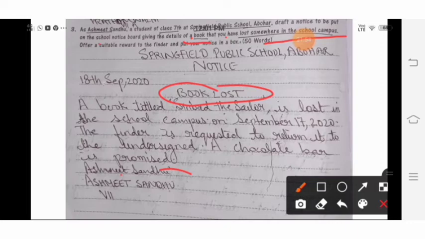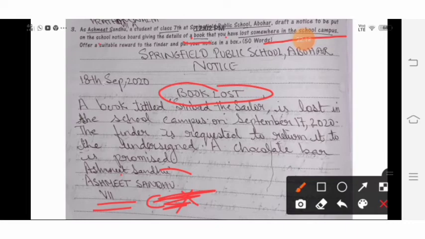So whatever is given, that you should first notice. Underline the things which are given. Okay, beta? So only 7th is given, you will write 7. If you write 7C, this is wrong. Don't write this thing, because only this thing is given. Okay? I hope this is clear.